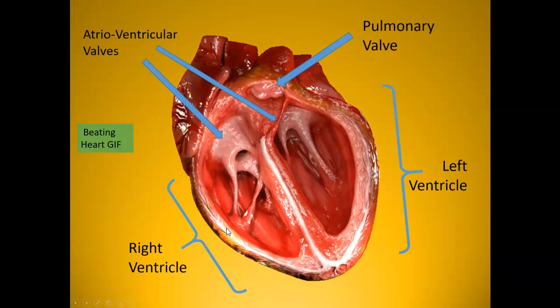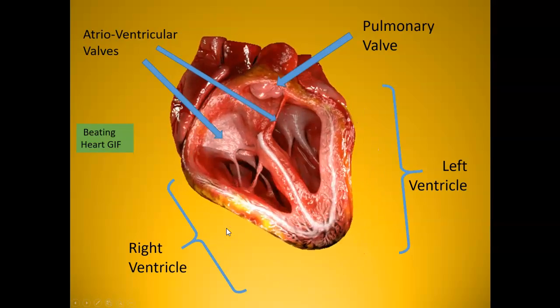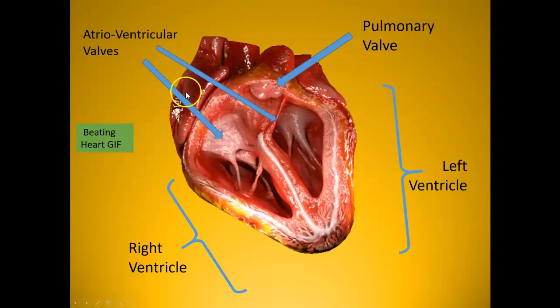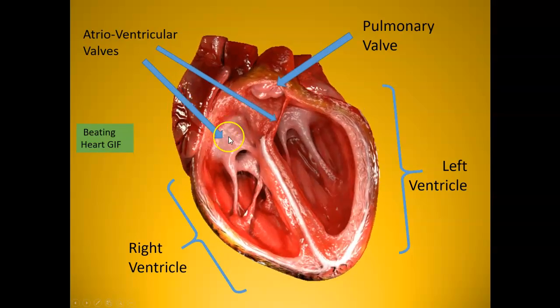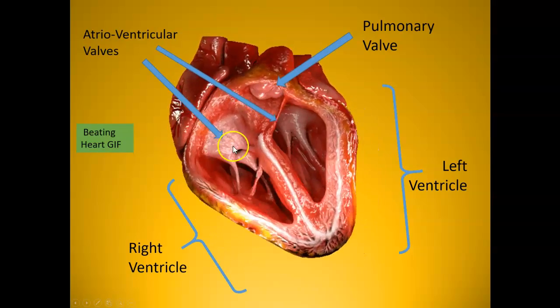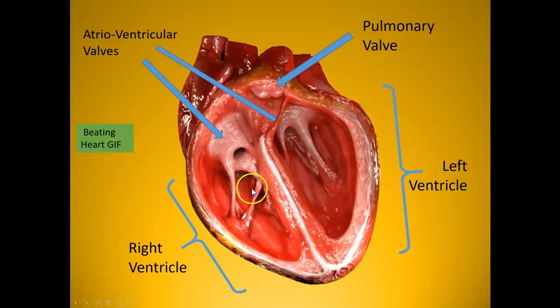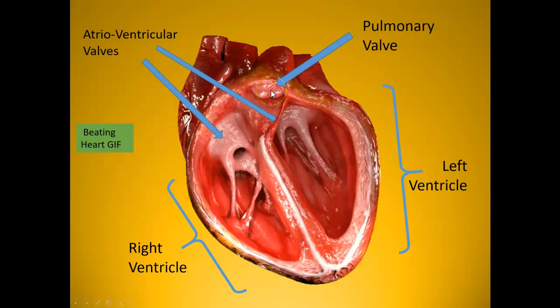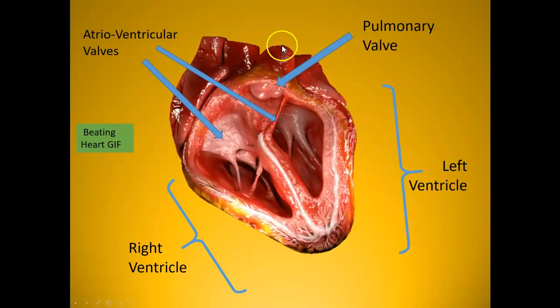And moving on. Okay, so this next one shows an animation of the beating heart. So you can see up here would be kind of the right atrium, and then blood would come through these, what we call our atrioventricular valves, into the right ventricle. And then it's going to go out of the right ventricle through there. That's the pulmonary valve where it's going to go up to the lungs.